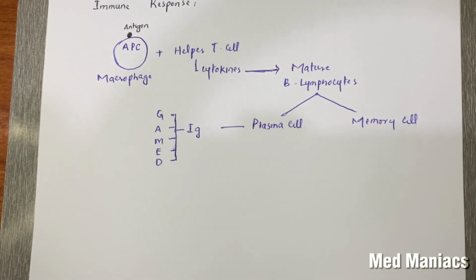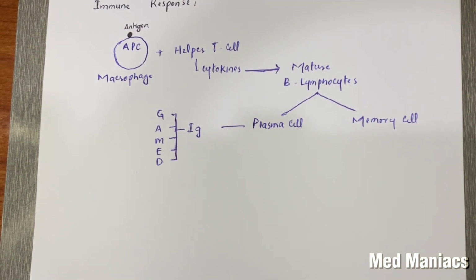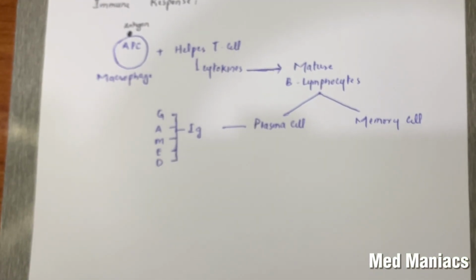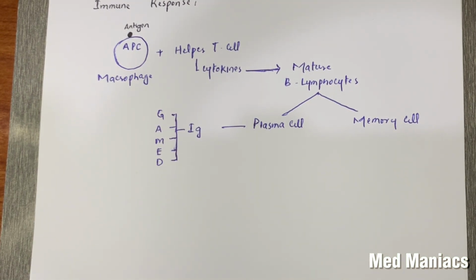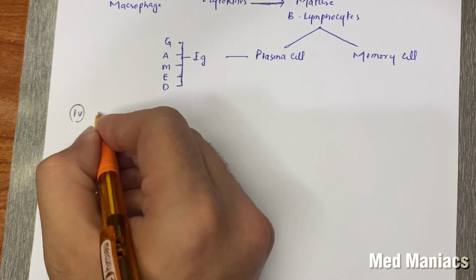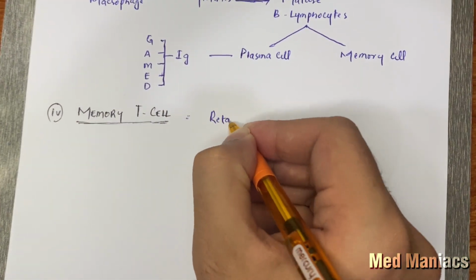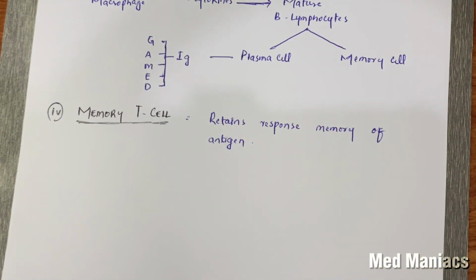So, in a quick review, the macrophages catch foreign bodies, digest them, and present the antigen on their surface to the helper T cell. The helper T cells release cytokines, which activate the mature B lymphocytes, and the mature B lymphocyte is divided into plasma cell and memory cell. The plasma cell then produces antibodies against the foreign bodies. Then we have the memory T cell. It retains response memory of the antigen.